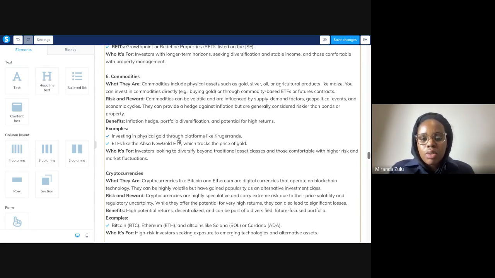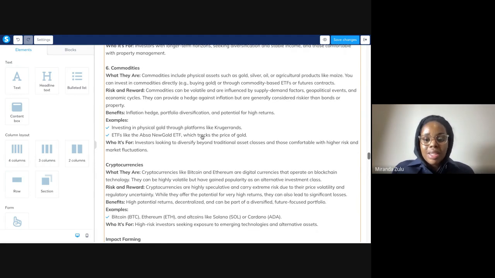So you can invest in physical gold by buying Krugerrands, or you can buy ETFs that track the performance of the commodities, like the Absa NewGold ETF, which tracks the price of gold. And so this is higher risk and has higher market fluctuations, but then the returns can also be really good.